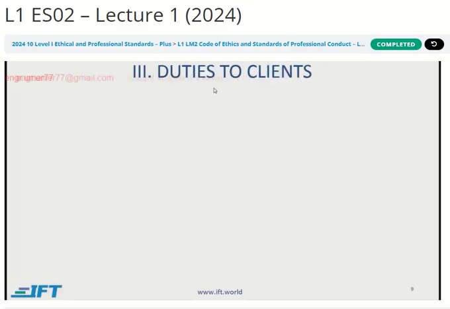Standard 3 is duties to clients. Here we have 5 substandards. 3A is loyalty, prudence, and care. You have a duty of loyalty to your clients and must act with reasonable care and exercise prudent judgment. You must act for the benefit of your clients and place your clients' interest before the interest of your employer and before your own self-interest.